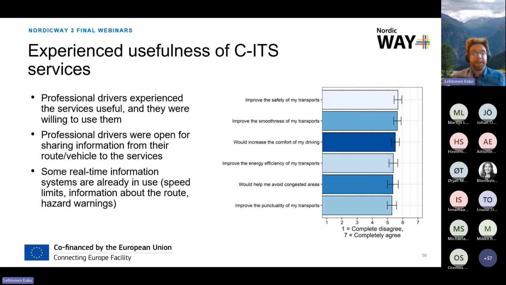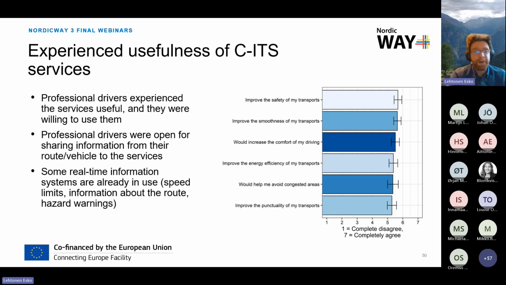So we also asked about their experienced usefulness of CITS services. Sorry about the font, it is a little bit small, but you can see there that they were mostly rated quite useful. And the top most important thing here is improving the safety of my transports. But there are no big differences in these different dimensions. They range from safety, smoothness, comfort, efficiency, energy efficiency, avoiding congestion, and punctuality of transports.